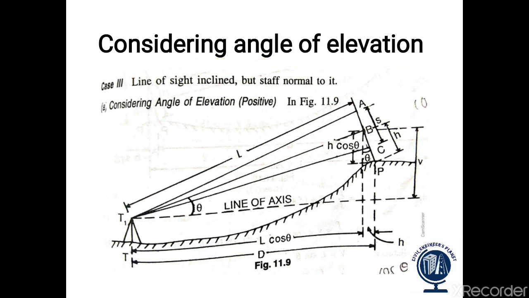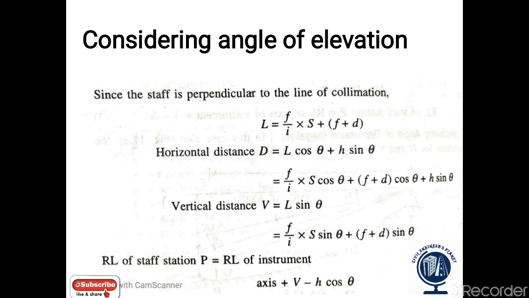So here some technical terms are there. Here h cos of theta is the vertical height of the central hair, and L cos of theta is the horizontal distance between the T and the B, and also the horizontal distance between the B and the P is h sine of theta. If we add L cos of theta and h sine of theta, we get the capital distance D. So here the formula for horizontal distance D equals f by i into s cos of theta plus f plus d cos of theta plus h sine of theta, and the formula for vertical distance V equals f by i into s sine of theta plus f plus d into sine of theta.